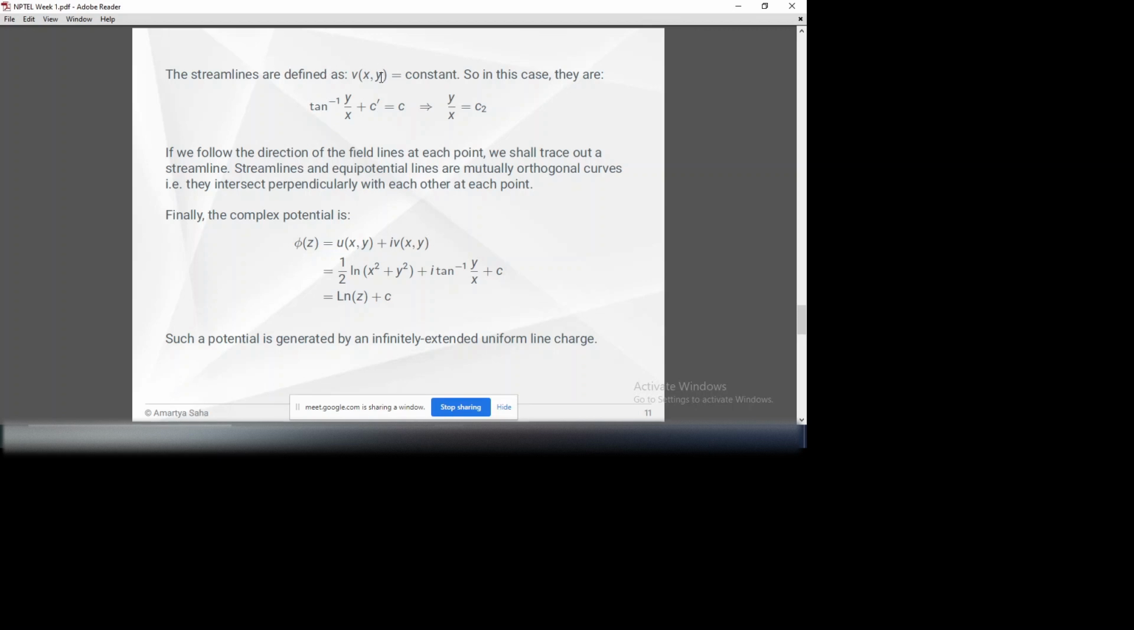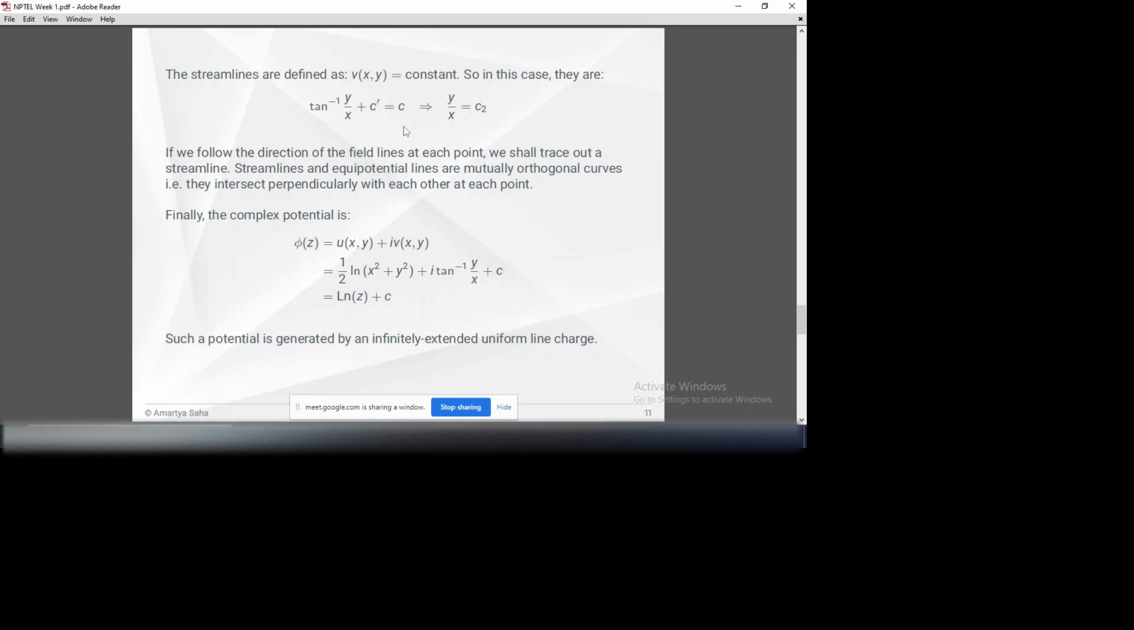And the streamlines are defined as V(x,y) equals a constant. So this is the definition. So in this case, it is of course tan inverse y by x equals a constant, so that gives us y by x equals a constant. So this is the equation of streamlines, so we recognize them to be straight lines. So in this case the equipotential lines were circles and streamlines were straight lines.